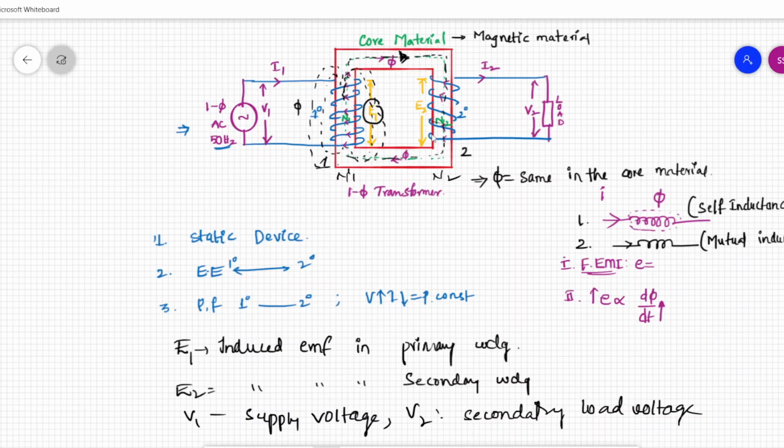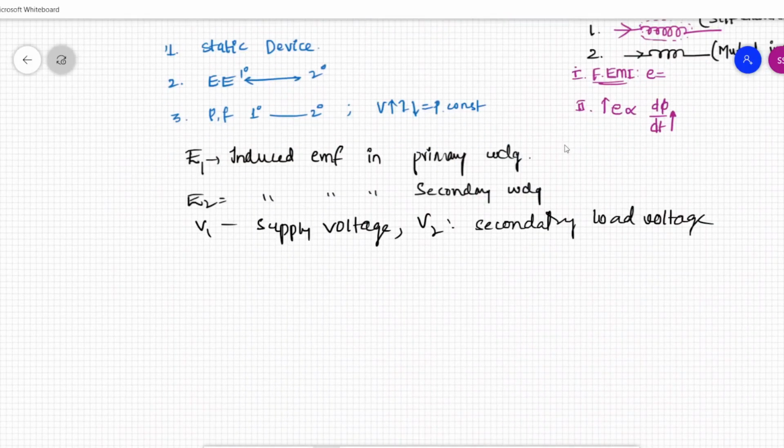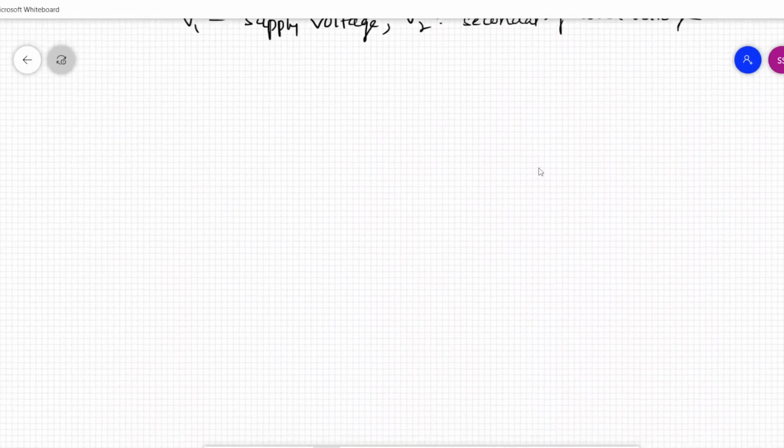So here we have two coils, two windings placed on a circular magnetic core. The first one, which is connected to the supply, is called the primary winding, and the second one, which is connected to the load, is called the secondary winding. Now let us see how the EMF is being induced and what the EMF equation is here.